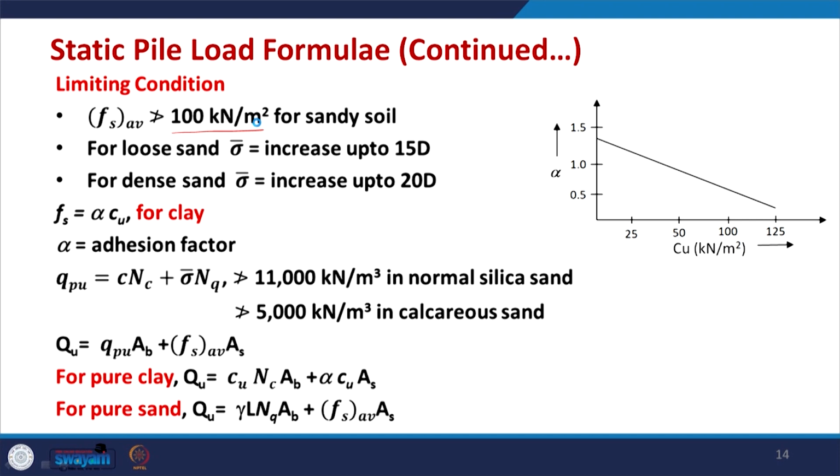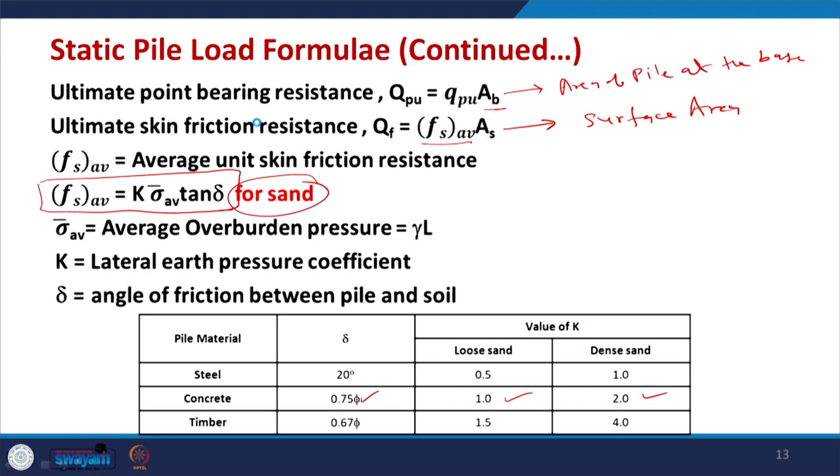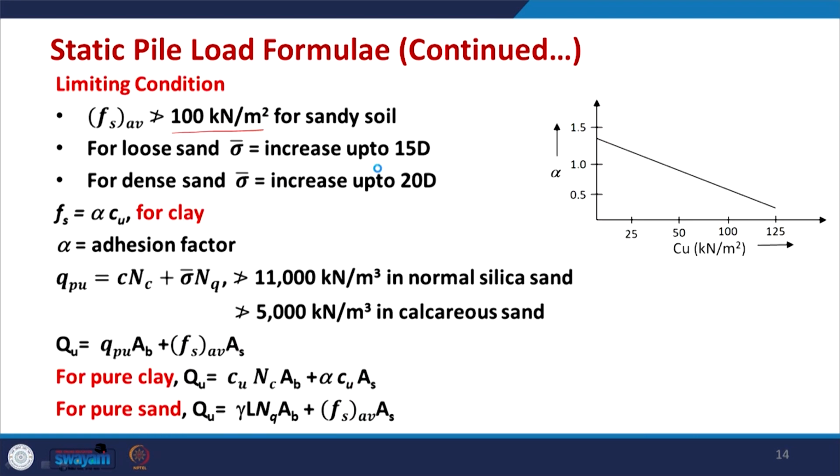Then Fs equals alpha into Cu for clay. So, when we talk about clay, that was the equation for sand. Now, for the clay the same equation gets changed. For the clay, Fs is simply alpha multiplied by Cu, where alpha is the adhesion factor, and the value of alpha depends on the Cu value itself, and depending on the Cu value, alpha can be found from this chart. Here one needs to understand that as Cu increases, the value of alpha decreases.